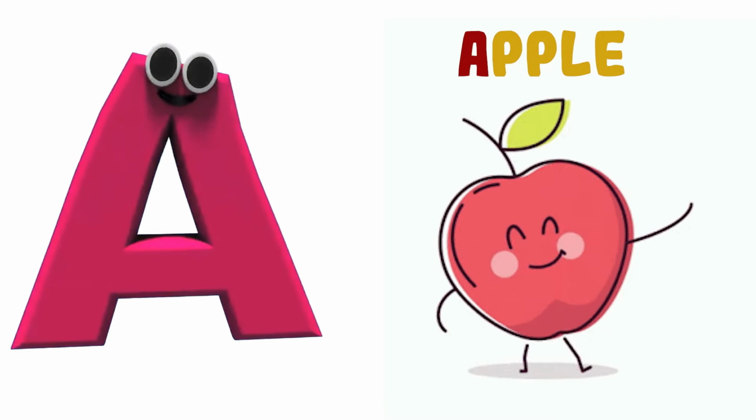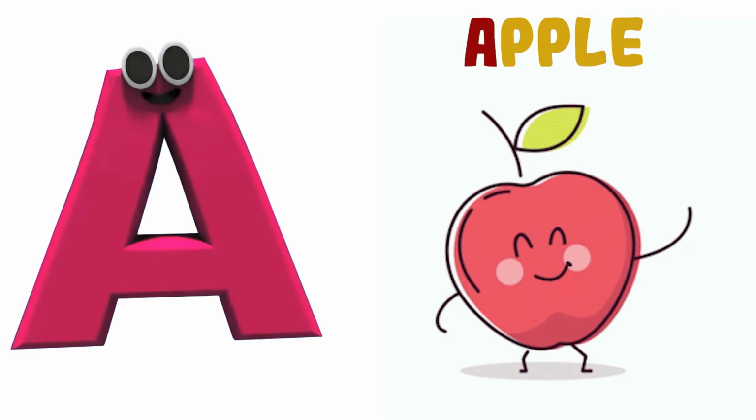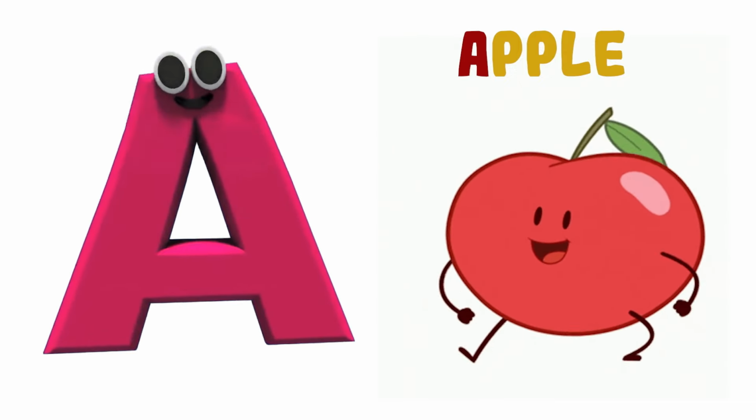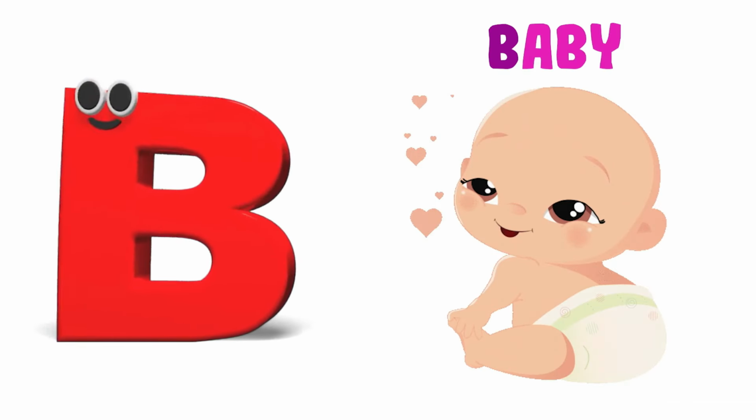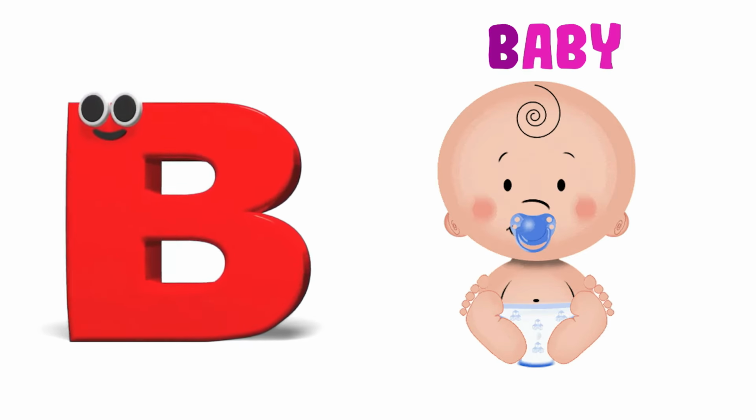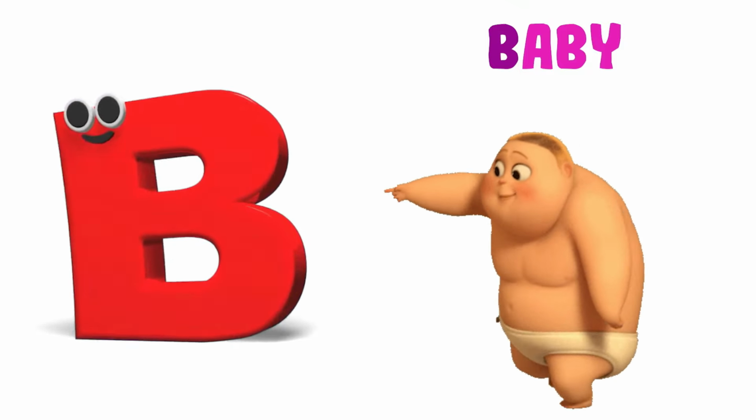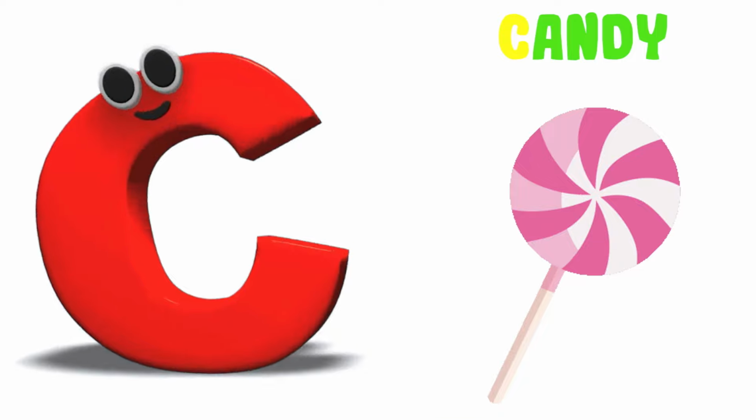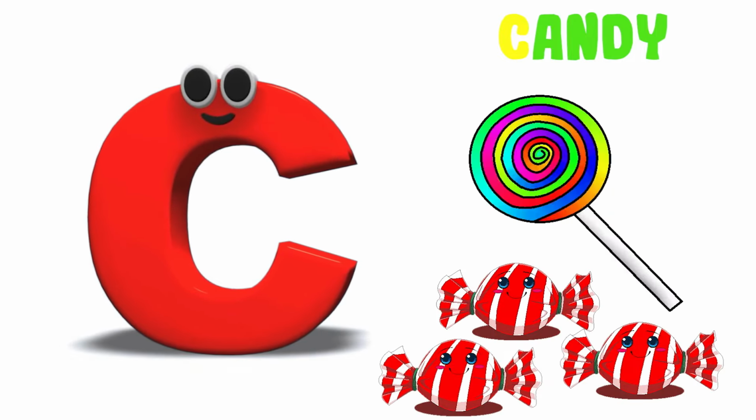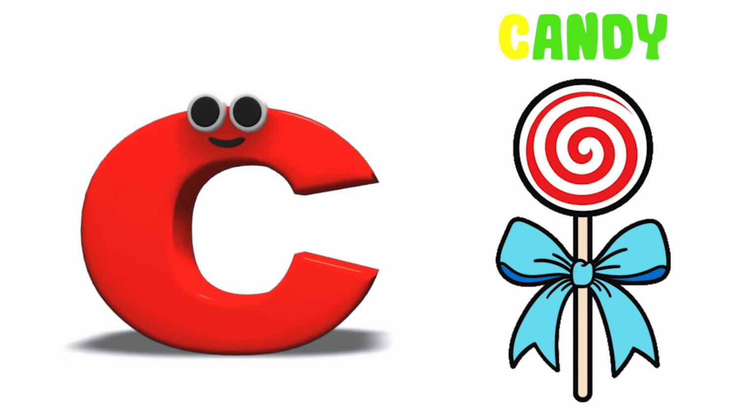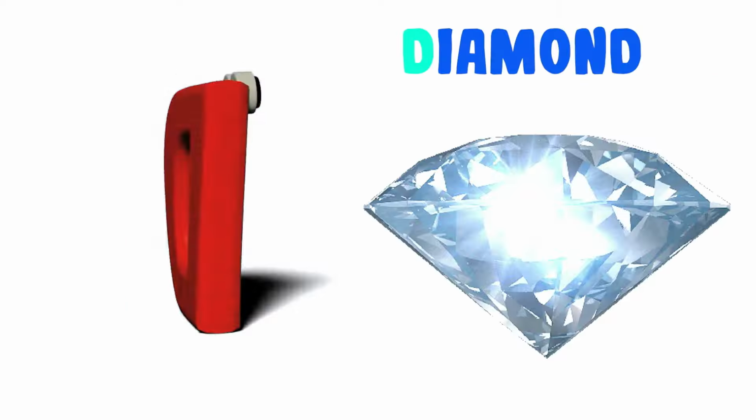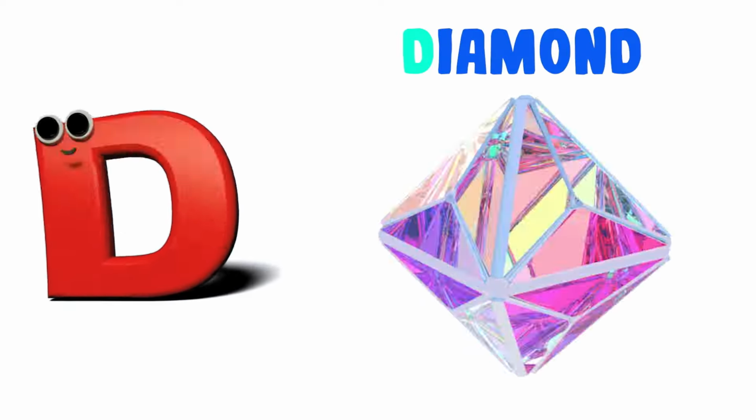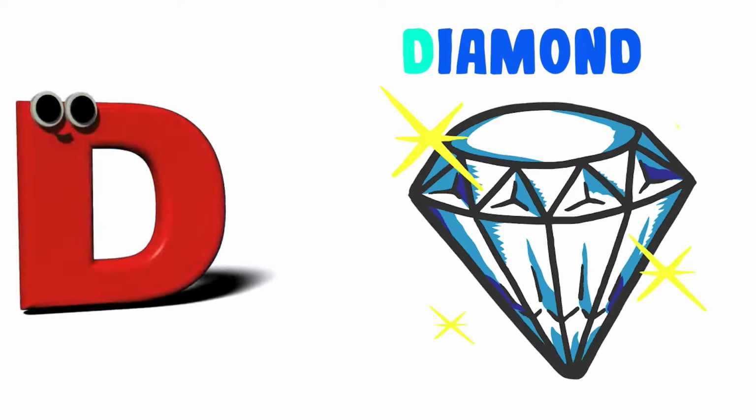Do it again. A is for apple, a, apple, A, apple. B is for baby, b, b, baby, B, baby. C is for candy, k, k, candy, C, candy. D is for diamond, d, d, diamond, D, diamond.